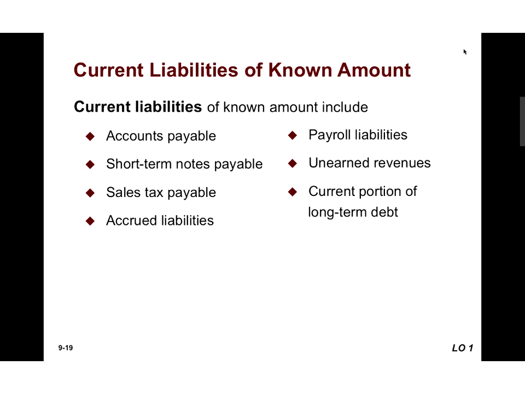Current liabilities of known amounts are going to be things like accounts payable, short-term notes payable, sales tax payable, accrued liabilities. These are all things where we know the dollar amount. Payroll liabilities, unearned revenue, current portion of long-term debt.